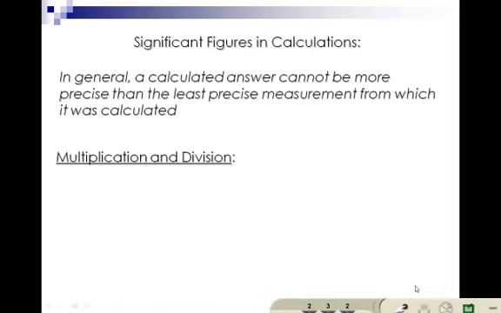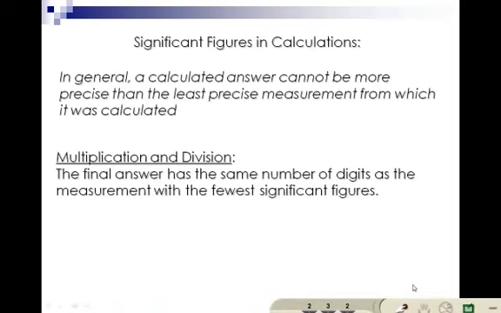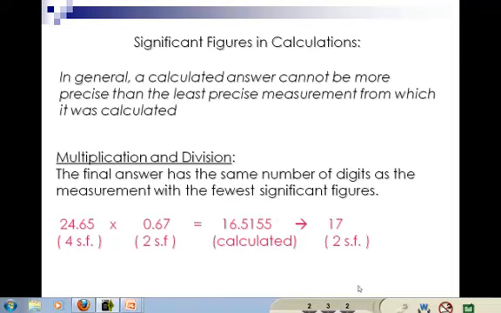We're going to first look at multiplication and division. Now, if you have a number like this, where you have 24.65 times 0.67, when we multiply and divide, we look at the entire number. So you look at this whole number. How many sig figs are in that number? Well, there's 4. Then I look at this entire number. How many sig figs are in that number? There are 2. When I multiply these two together, I get this really, really precise and very highly significant number.